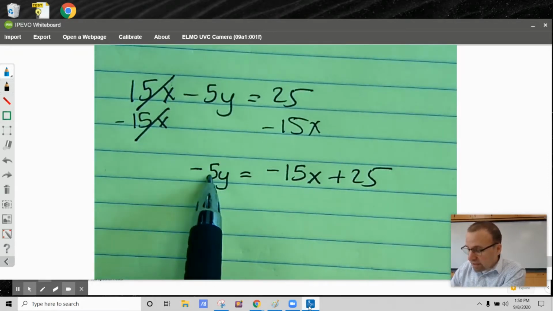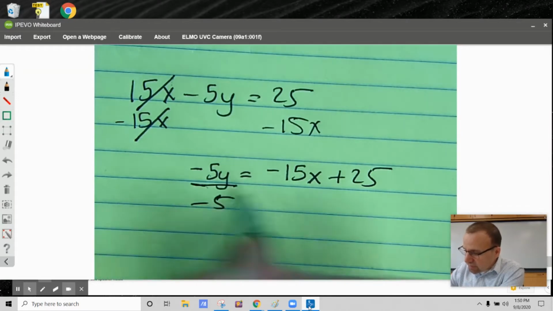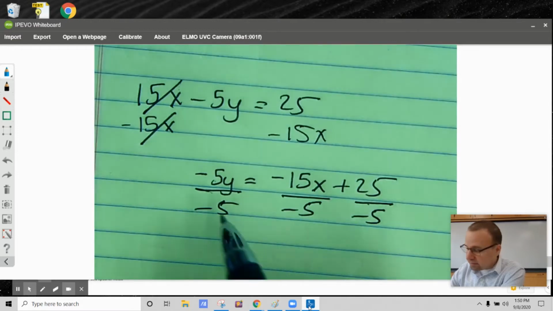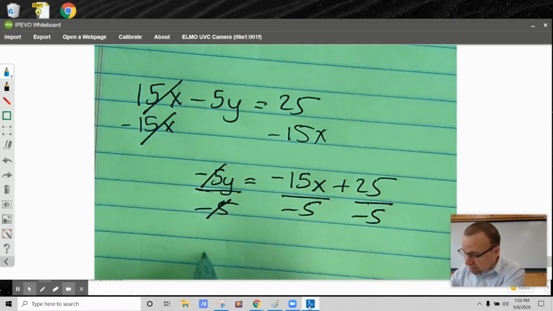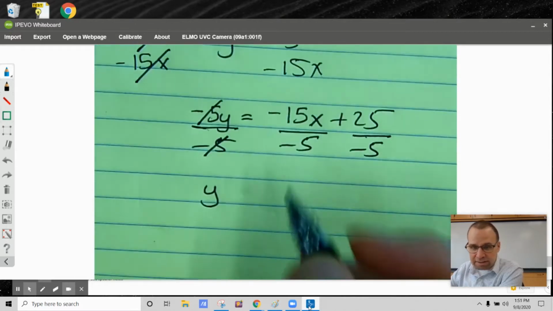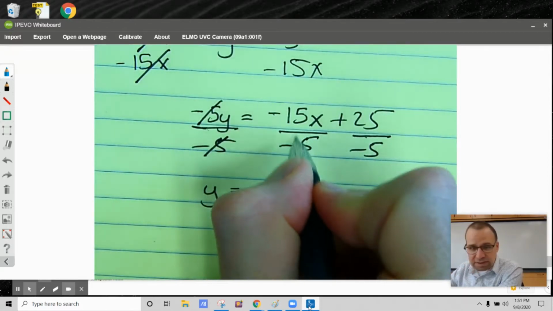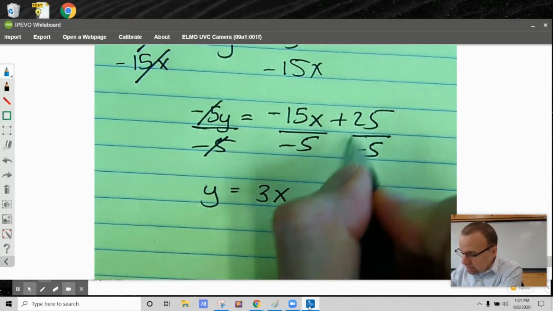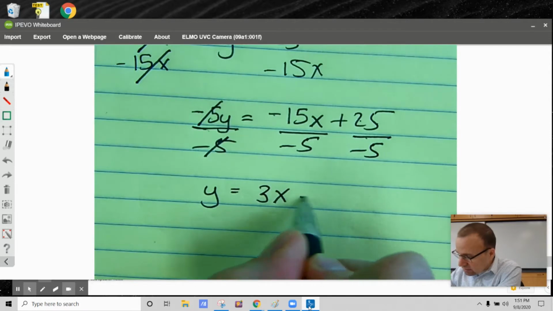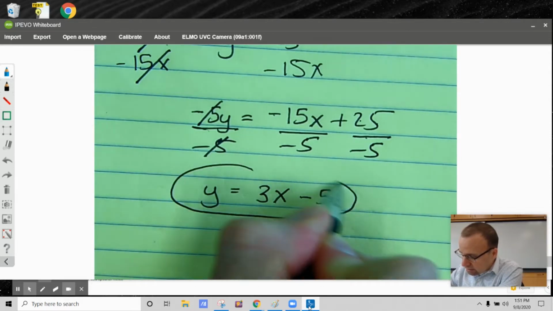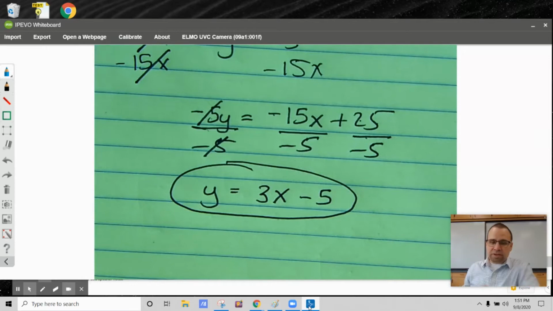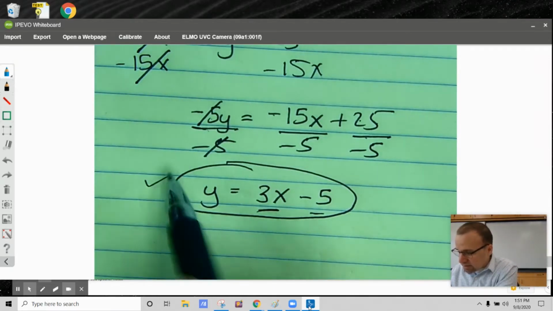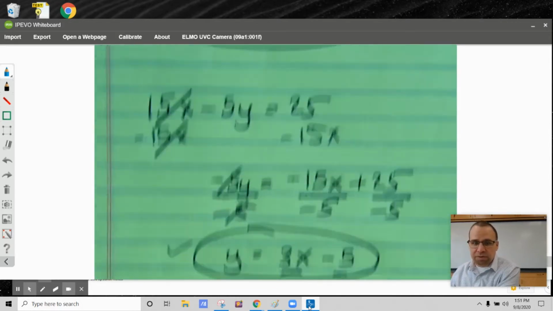Now here, negative 5 times y, we're going to divide everything on both sides by not 5, but negative 5. So negative 5 divided by negative 5 is positive 1, but I'm not going to write it. Is equal to negative 15 divided by negative 5, positive 3x. And then we got positive 25 divided by negative 5, which is negative 5 there. And there you go. Y equals 3x minus 5. And the reason why I'm putting the x before the constant is so it's in slope-intercept form. That's on both of these.